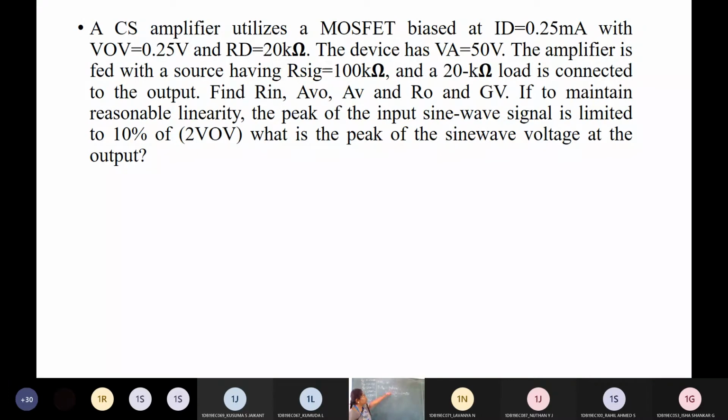Fine. Next, how to find the finite output resistance R naught? Just now I told you it is VA by ID. VA is given, VA is 50 volts. 50 by 0.25 milli. How much? 200 kilo ohms. Now we can easily find AV naught. What is the answer for AV naught now?